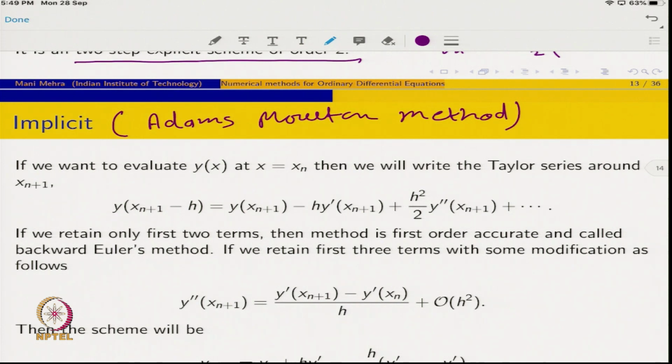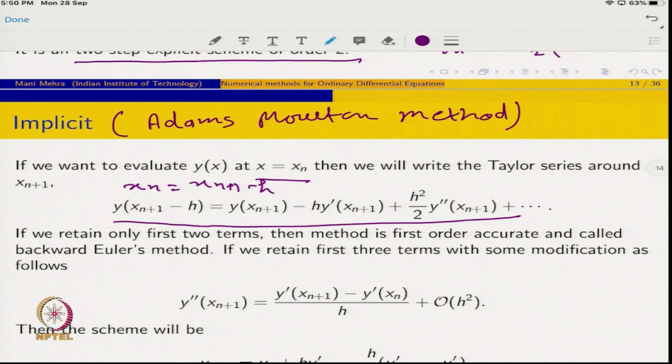Okay. So, here again we will be playing with the Taylor series. Here I am writing the Taylor series in the following way. If you want to evaluate y(x) at x_{n+1}, so basically x_n is x_{n+1} minus h, that is what we are doing. So, here also the Taylor series is written in the following way.